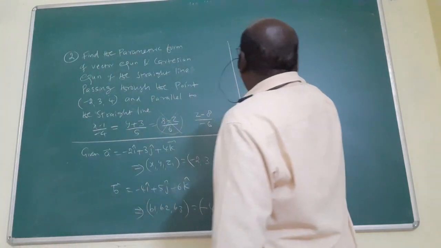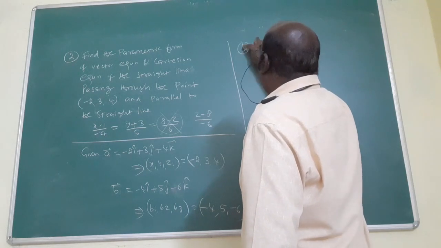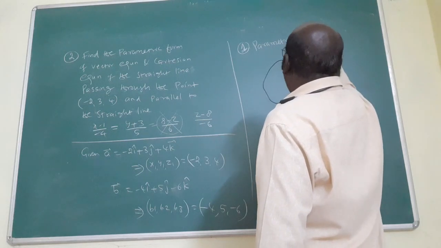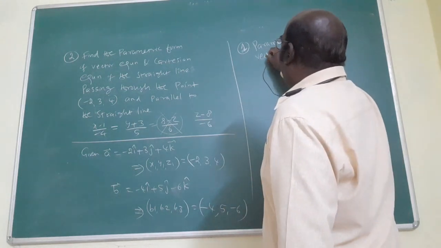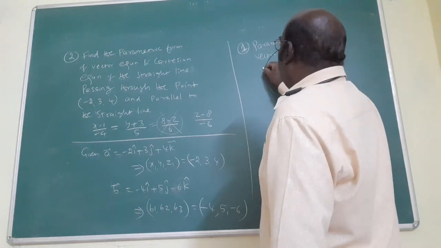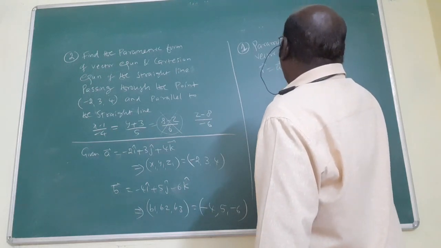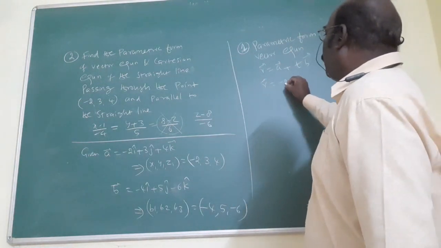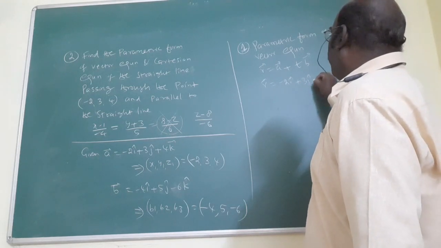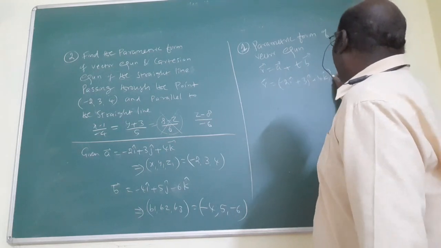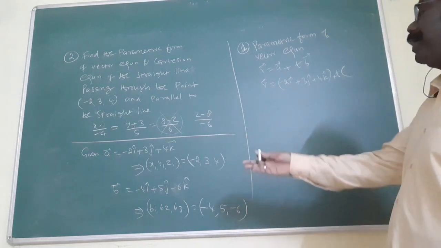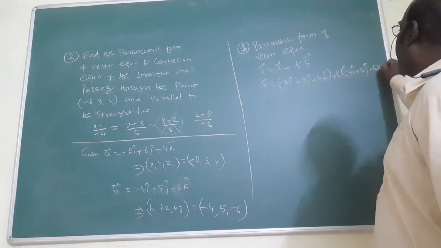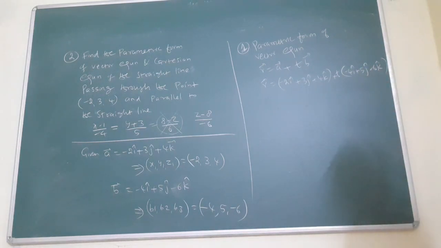The first one is the parametric form of the vector equation. What is the formula? R vector equals A vector plus t into B vector. Okay? R vector equals A vector, which is minus 2i cap plus 3j cap plus 4k cap, plus t into scalar into B vector, which is minus 4i cap plus 5j cap minus 6k cap. That's all. Okay?